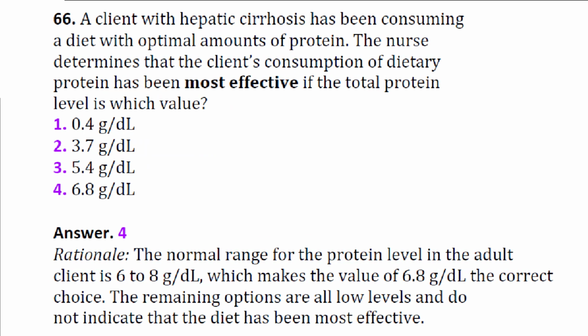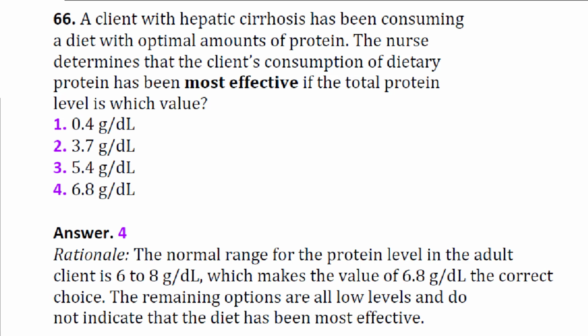66. A client with hepatic cirrhosis has been consuming a diet with optimal amounts of protein. The nurse determines that the client's consumption of dietary protein has been most effective if the total protein level is which value? 1. 0.4 grams/dl. 2. 3.7 grams/dl. 3. 5.4 grams/dl. 4. 6.8 grams/dl.